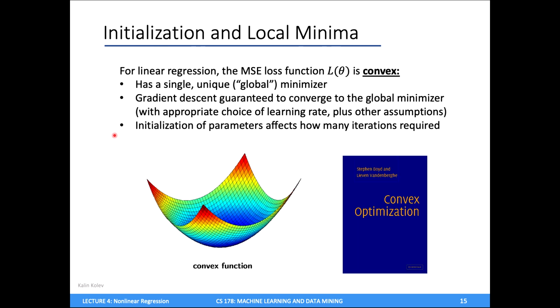If you're interested in this convex analysis type stuff, I'll point out a really great book here by Boyd and Vandenberghe. This is kind of the Bible on convex optimization. So if you want to see a proof that gradient descent actually converges, if you're into the math aspects, then definitely check this book out, but by no means is it a requirement.